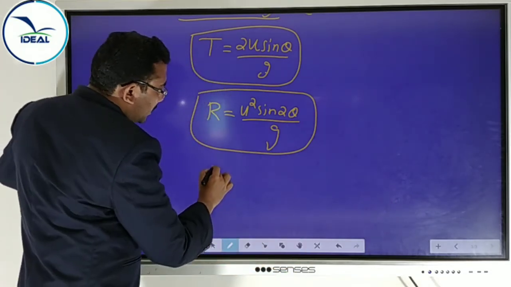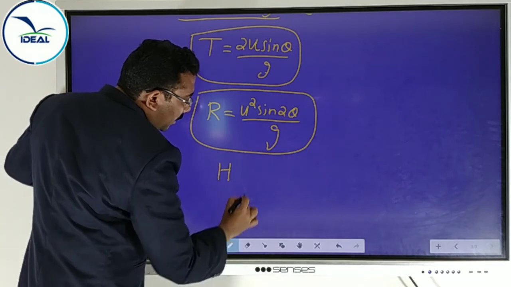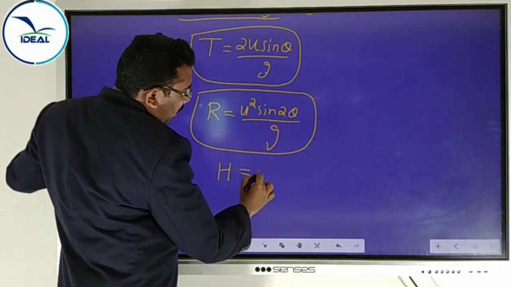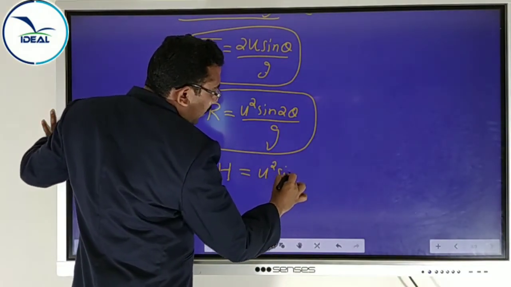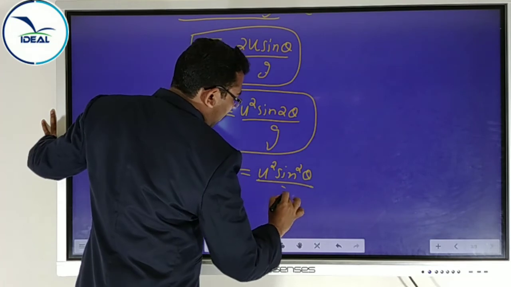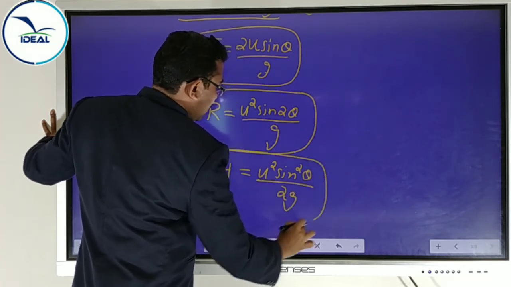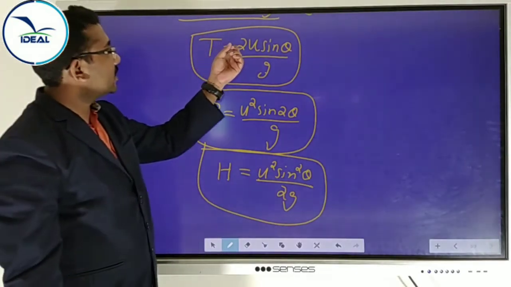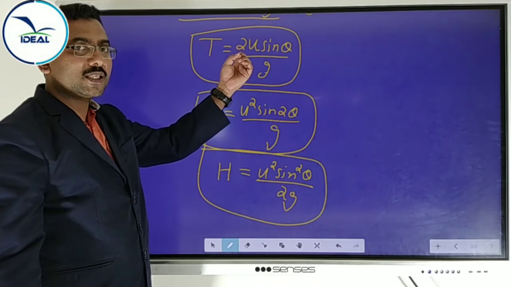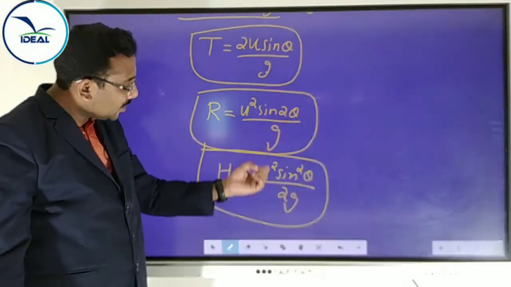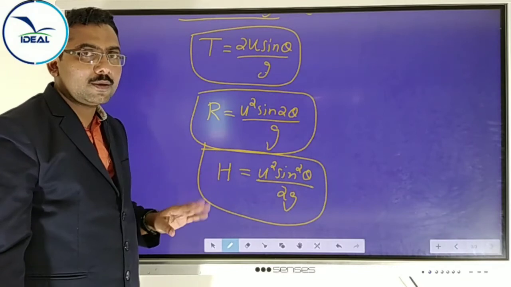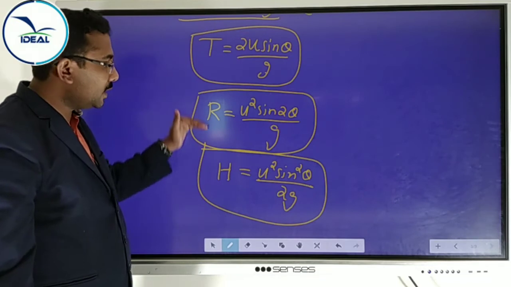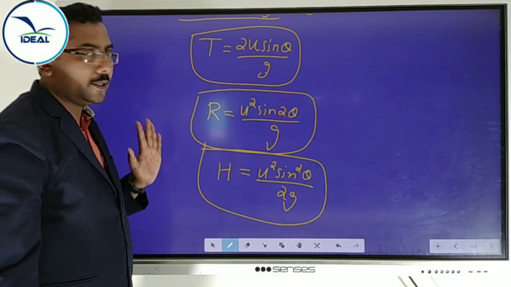You must study both equations and derivations thoroughly. Both are important. Maximum height equal to u square sin square theta by 2g. Three equations: the first has 2 initially, the second has 2 in the middle, the third has 2 in the denominator. Just remember TRH: time of flight, range horizontal, maximum height.